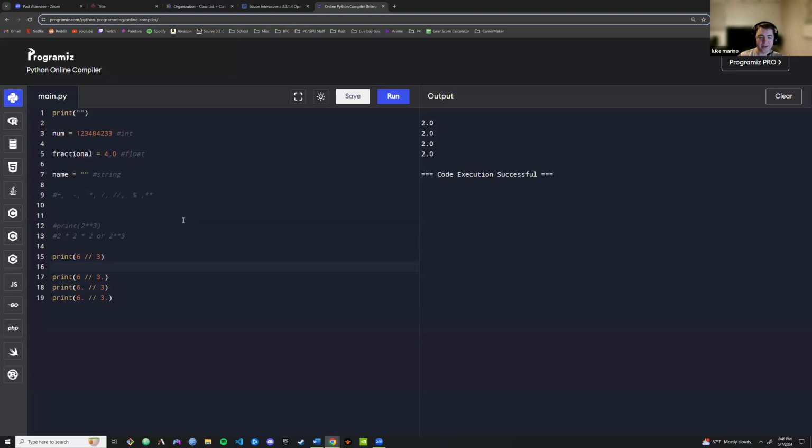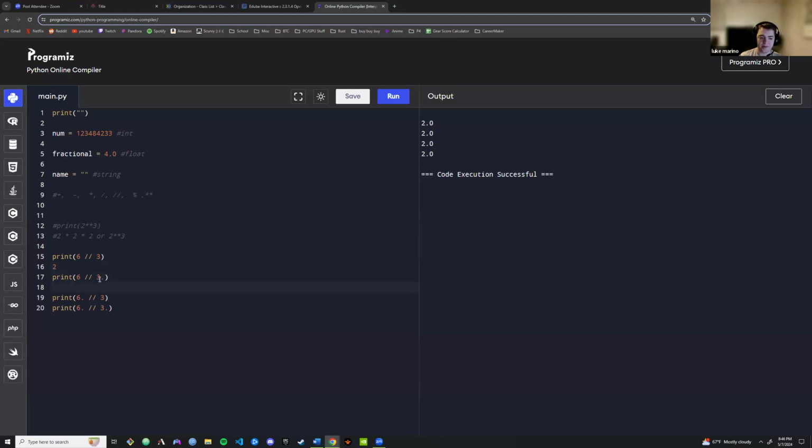Okay, well I will tell you guys, this is going to evaluate to 2 because we're saying 6 divided by 3. The double slash here just means whatever is going to be returned is going to be an integer, not a float.